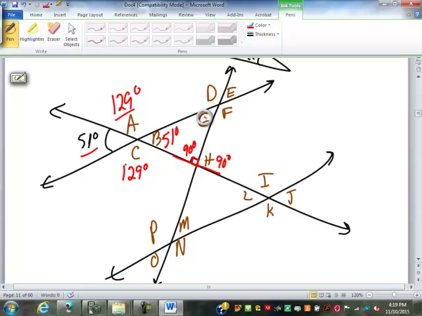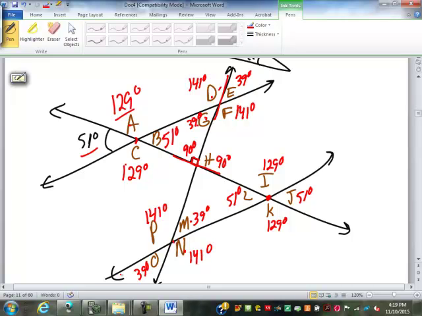So then G has to be 39 degrees, which makes D 141, because G and D form a straight line. They have to add up to 180. So E is 39, F is 141. Now down here it's just a matter of matching this one up with this one. We have 51, 129, 51, and 129. How about down here? 141, 39, 141, and 39. Not nearly as bad as it looks.